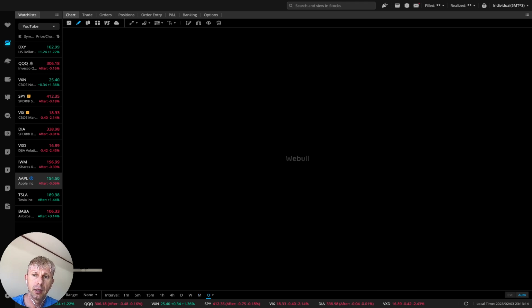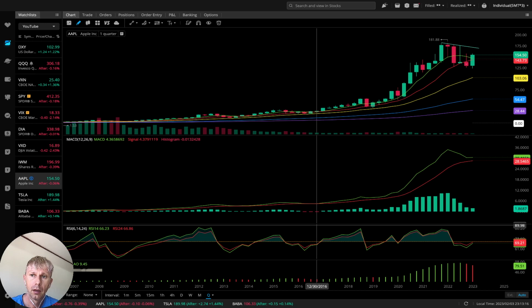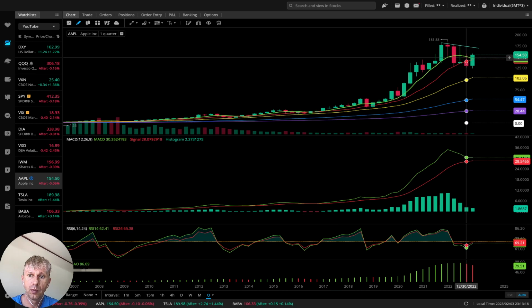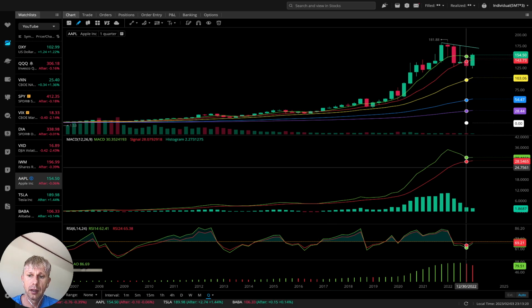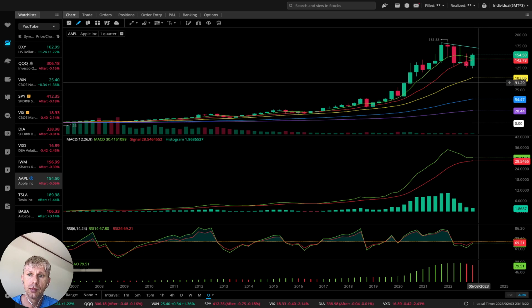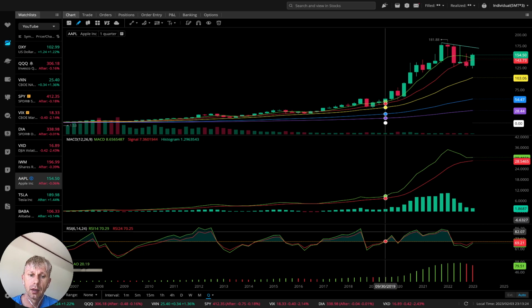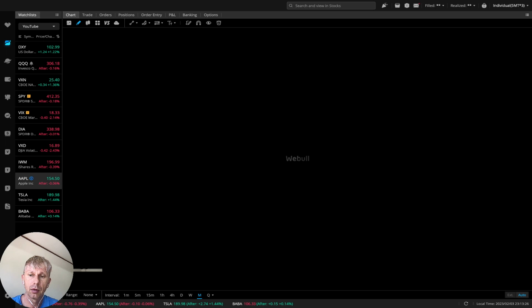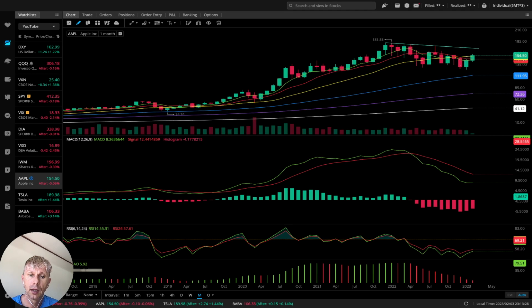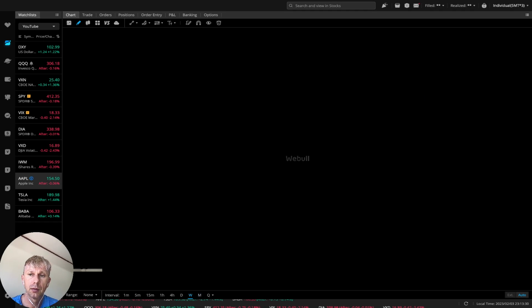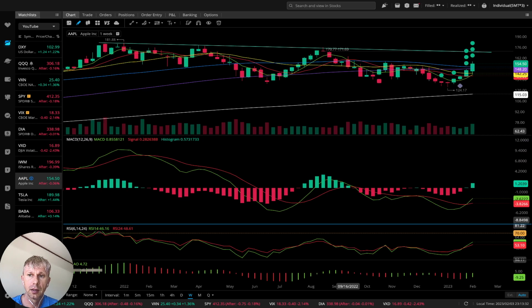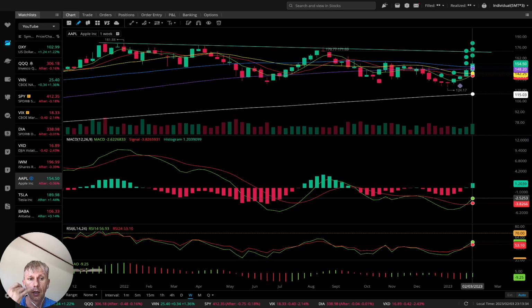Let's check quarterly. Quarterly MA5 is ready for a bearish crossover. MACD, RSI, yeah, it is a bearish trend quarterly. Monthly, like I said already, it's bearish, and weekly it's bullish. Weekly it's different, it's bullish. Monthly and quarterly bearish, weekly bullish.